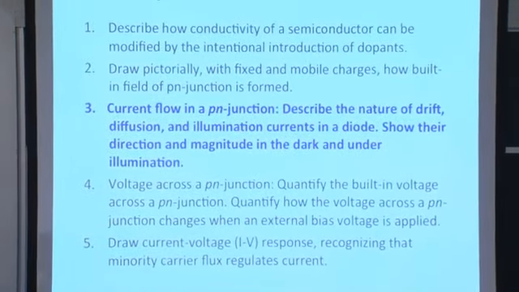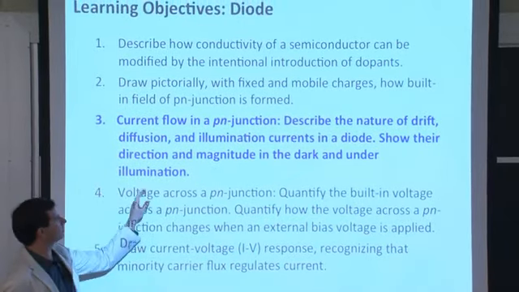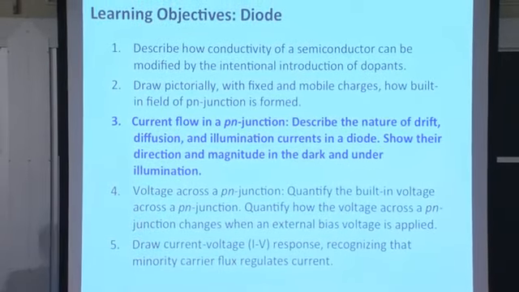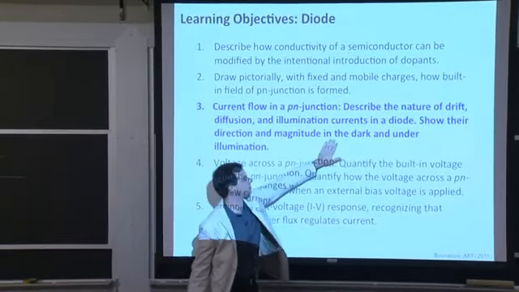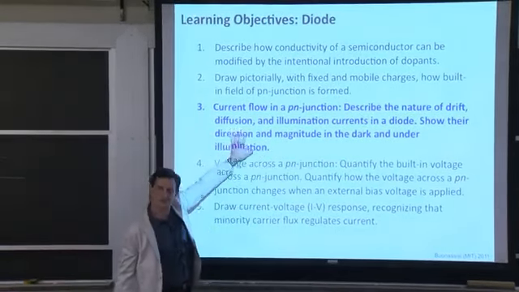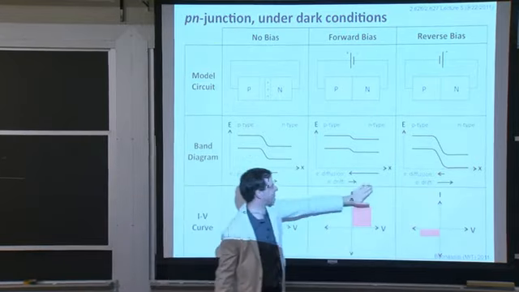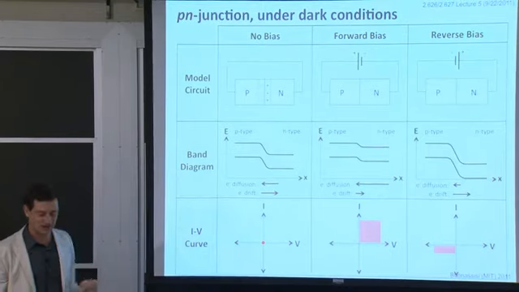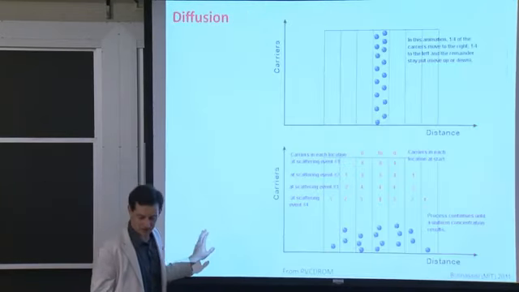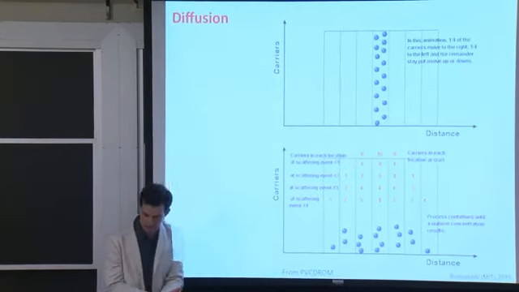So current flow in a PN junction. We're going to describe the nature of the drift, diffusion, and illumination currents in a diode, show the direction and magnitude in the dark. Eventually, we'll do this under illumination as well, but let's just focus on the dark. In fact, we've already done this. I've already tricked you into doing learning objective number 3 on your own before even describing the math. But I will show you the mathematics as well so that you have the complete picture.